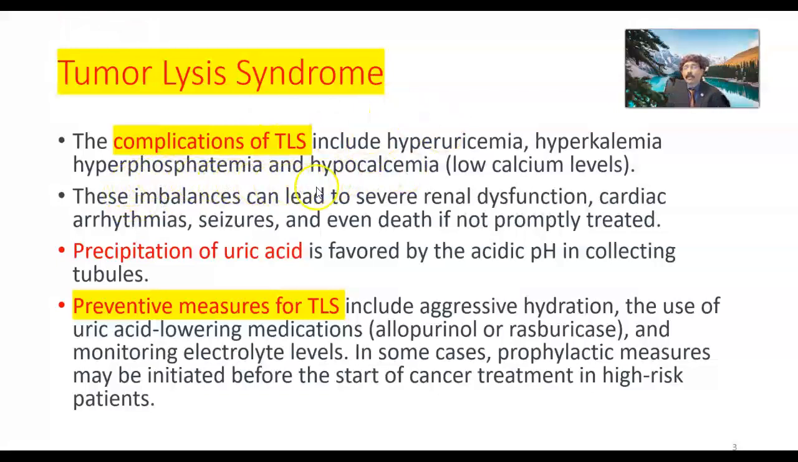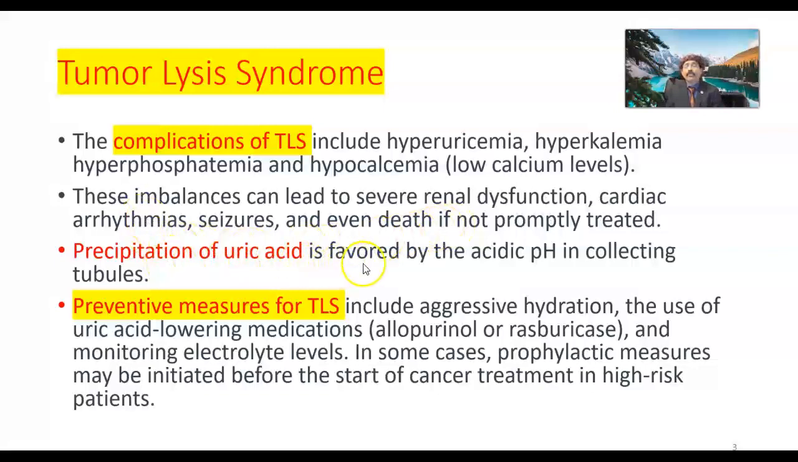Hyperkalemia, hyperphosphatemia, and hypocalcemia. This imbalance can lead to severe renal dysfunction. So due to precipitation of uric acid, the renal tubule may be blocked, or cell debris may block the renal tubule. There may be a chance of severe renal dysfunction, cardiac arrhythmia, seizure, and even death if not properly treated.